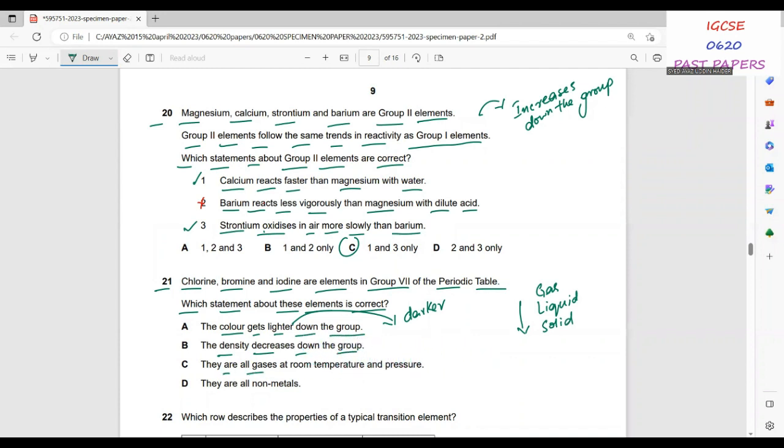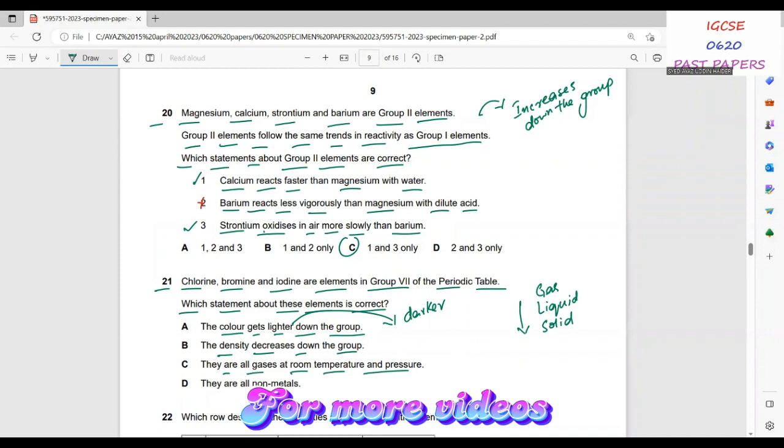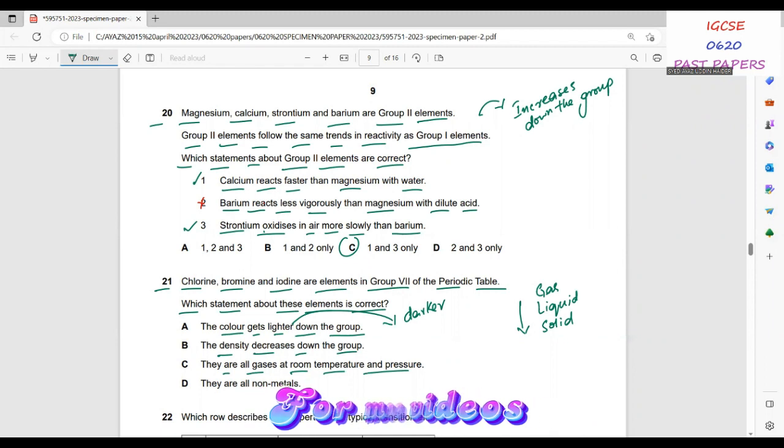C, they all are gases at room temperature and pressure. This is also wrong because only fluorine and chlorine exist in the gas state at room temperature and pressure. D, they all are non-metals. Only D will be the right answer for this question.